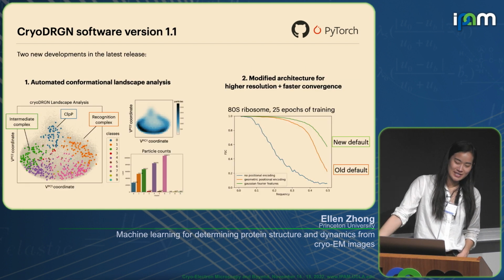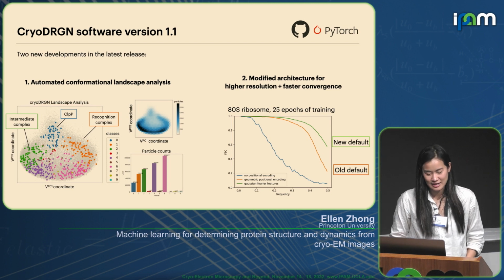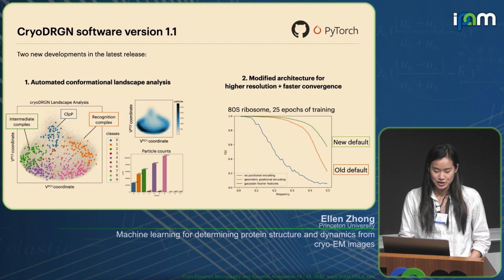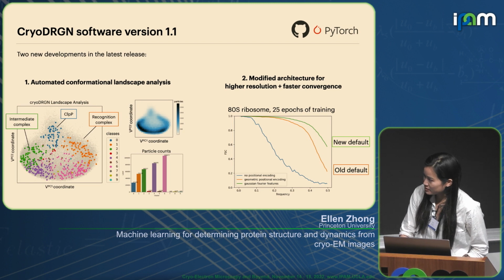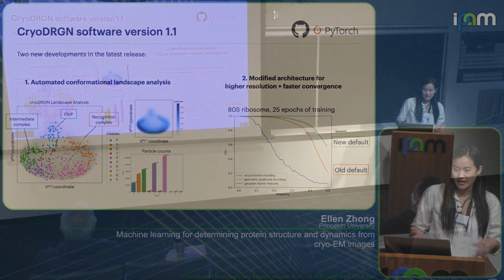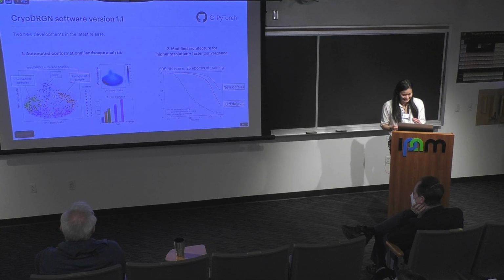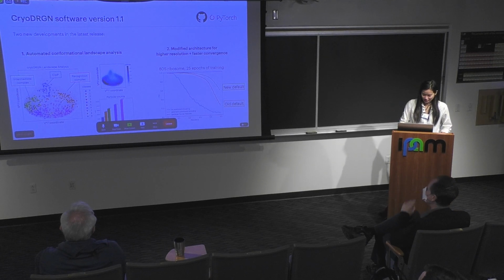A couple of new developments in the latest release, although we're basically at version 2.0 right now. One is how we interpret the distribution of results, which is this automated conformational landscape analysis tool, which will cluster your states and give you discrete structures, which is what structural biologists really want at the end of the day, and then assess the numbers of each of these discrete structures.